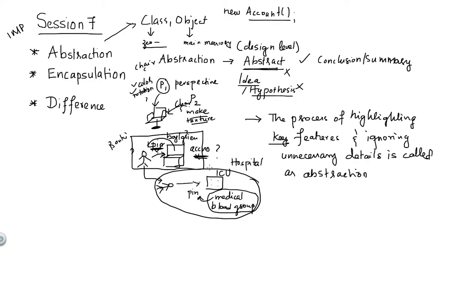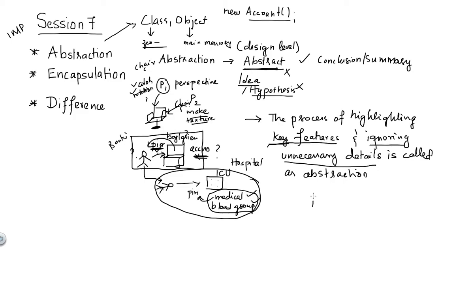If I am inside a banking domain, it's the same object, but for me, the necessary attribute is only the PIN number. And when I'm here, what are the necessary attributes? Blood group, as well as medical history. I understand it. So you highlight only what is necessary, and what is unnecessary I'm not hiding.